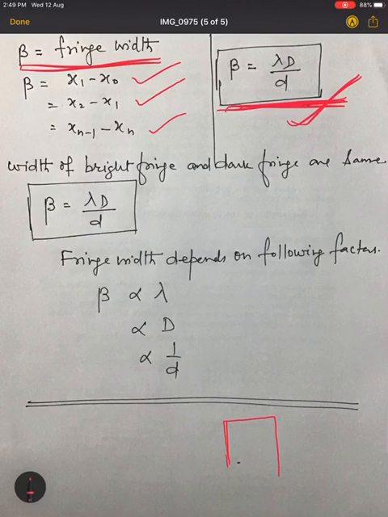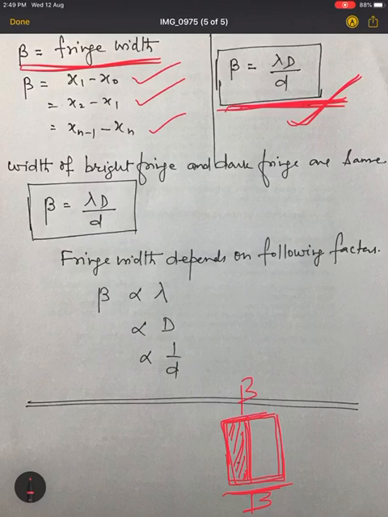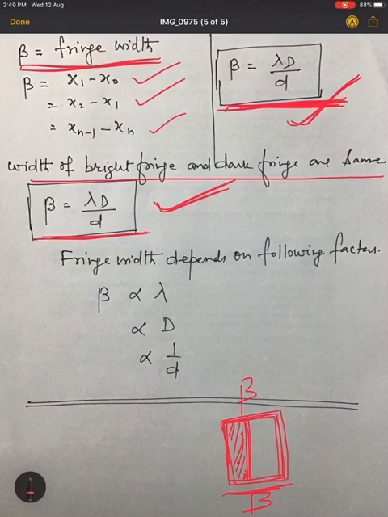So one fringe contains one bright and one dark. So if we have a situation like this, so this is dark and this is bright. So this actually is beta. So beta means a combination of one bright and dark, one set. So either you take consecutive bright or consecutive dark. So between two dark there is a bright, between two bright there is a dark. So beta is equal to lambda D by d. So width of bright fringe and dark fringe are same.